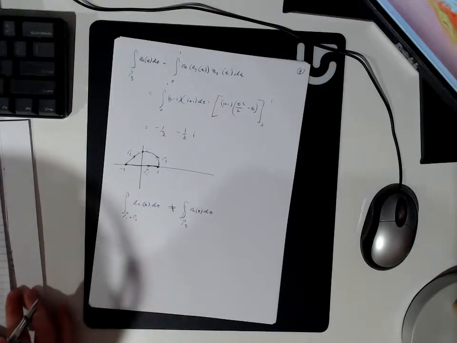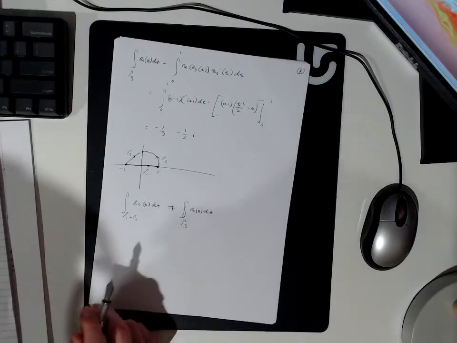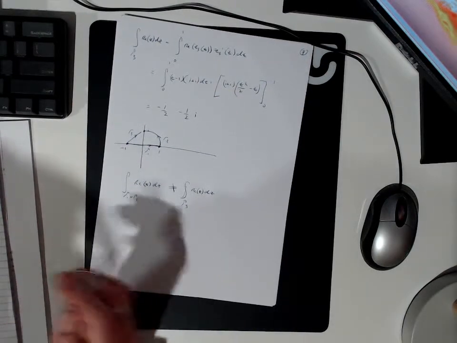So this is something that actually has an important consequence that we'll see a little bit later on.